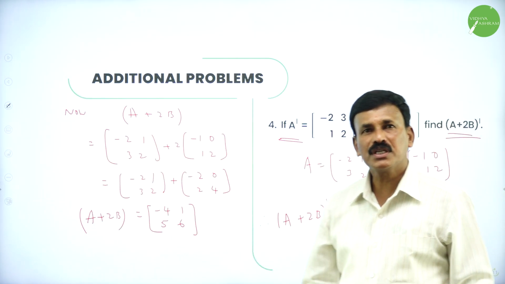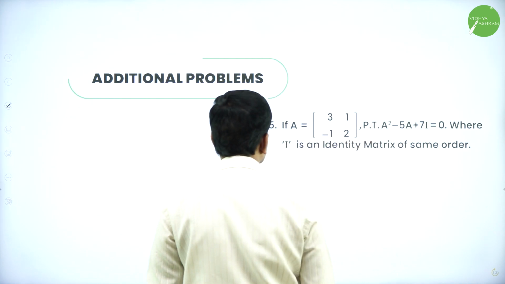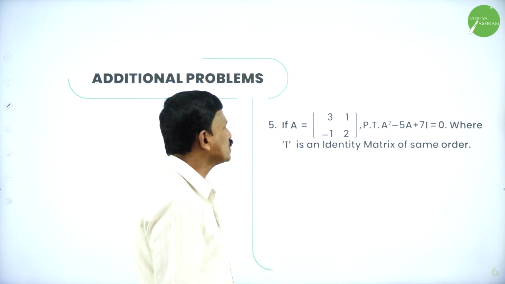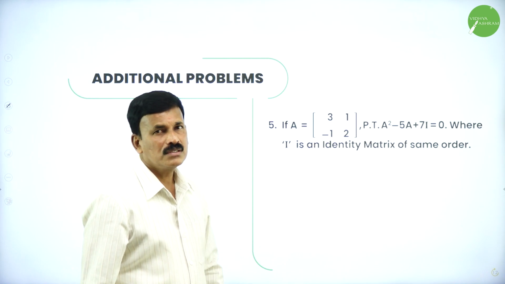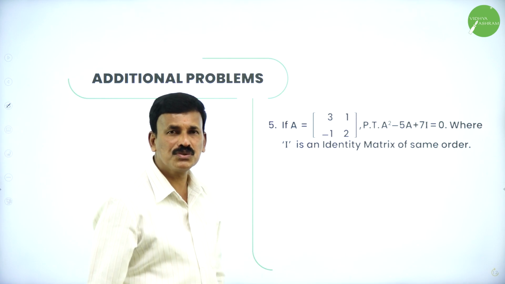Now coming to the next problem. What is the problem given here? If A is equal to 3, 1, minus 1, 2, prove that A square minus 5A plus 7I is equal to 0. This type of problem was already explained in previous classes. Let me do it once again.